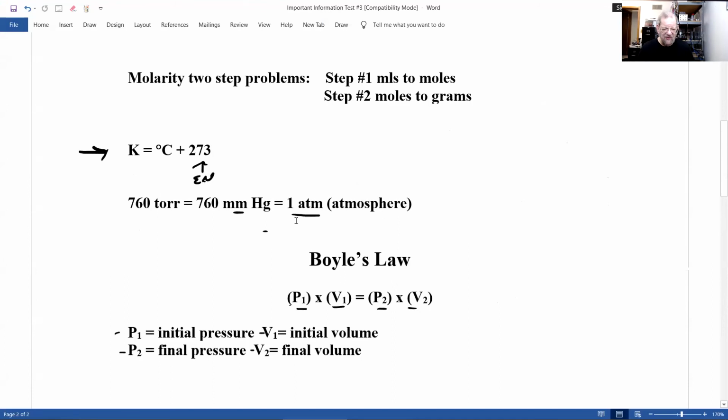760 torr equals 1 atmosphere. It's in important information, test number 3. Boy, are you guys lucky. In the past, about a year and a half, 2 years ago, before I started providing this, students would have to memorize all this. But you don't. I'm going to test your chemical skill, not your memory. Well, some of your memory, you've got to know how to use this. And 1 atmosphere is 760 torr.